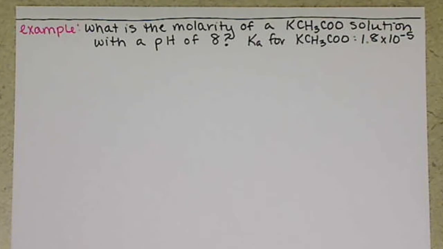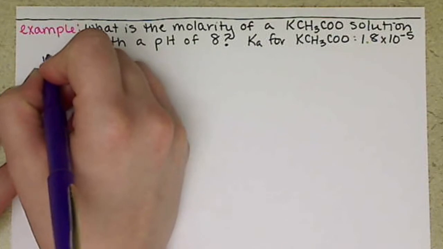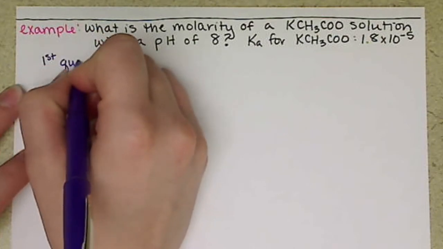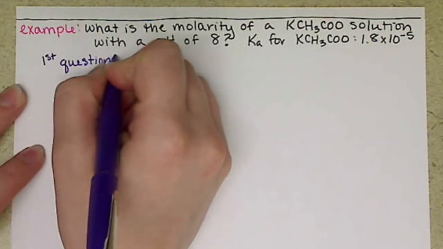We have to figure out what type of salt we are dealing with, acidic, basic, or neutral, and then set up our ICE tables and determine what concentrations we know, what concentrations we need to find. So, first question, what type of salt?